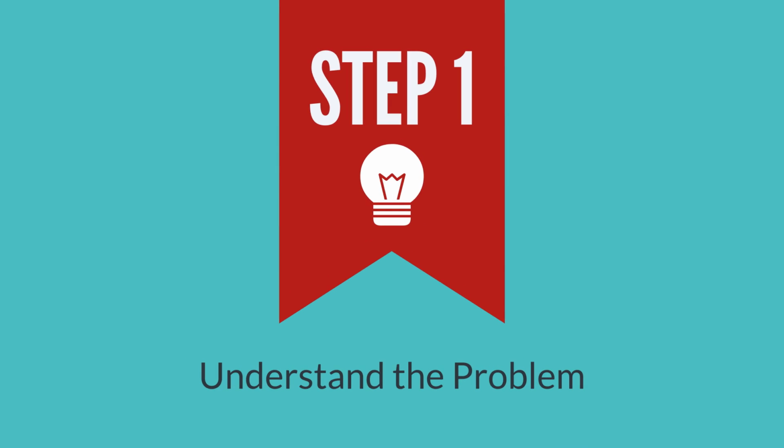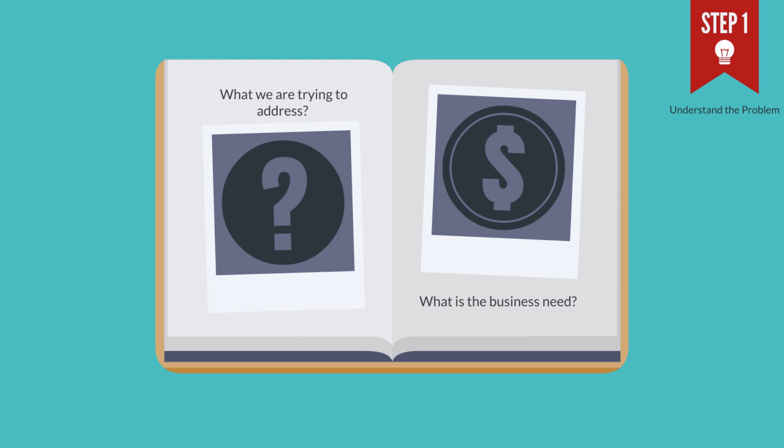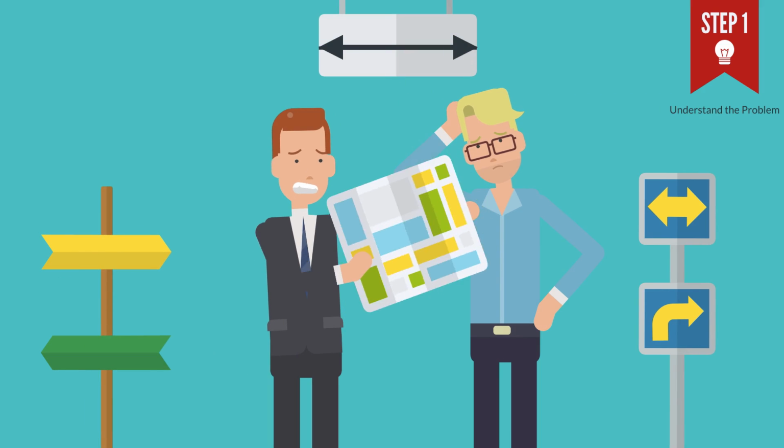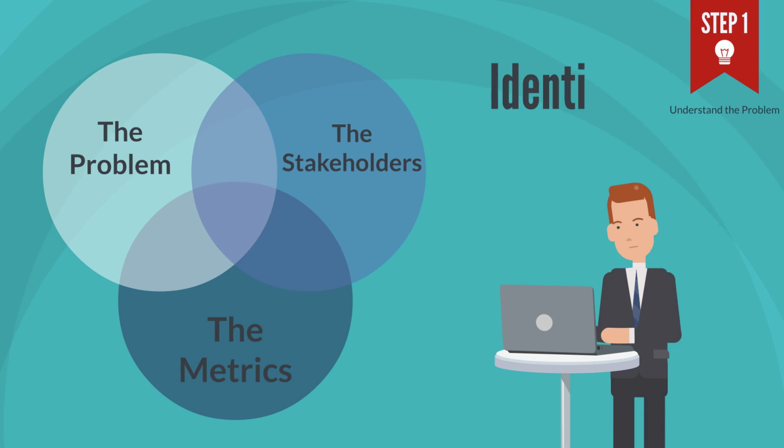The first step of the data science process is understanding the problem. When we go in to solve a problem, we need to know what we are trying to address and what is the business need. Without this, we do not have direction, and we will not be able to provide value. It is important for us to identify the problem, the stakeholders, and the metrics for success. This ensures that we're heading in the right direction.